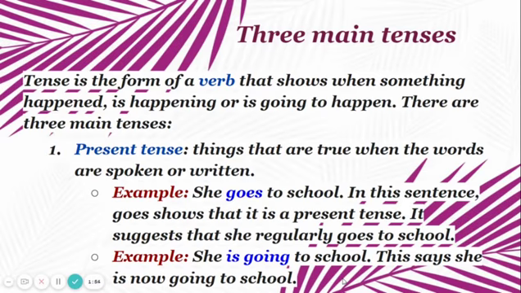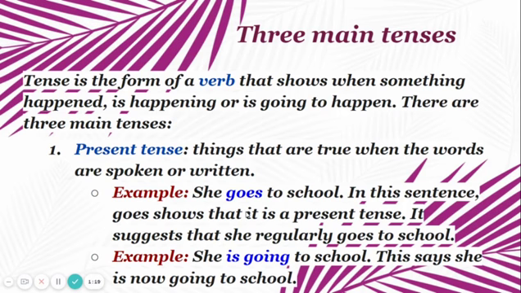Okay, now we can see the three main types of tenses. Firstly, present tense. What do you know about present tense? Present tense means things that are true when the words are spoken or written. It gives life, okay, in the current situation. For example, she goes to school. In this sentence, you can see goes shows that it is a present tense. Goes means it's a current situation that is happening in the present.